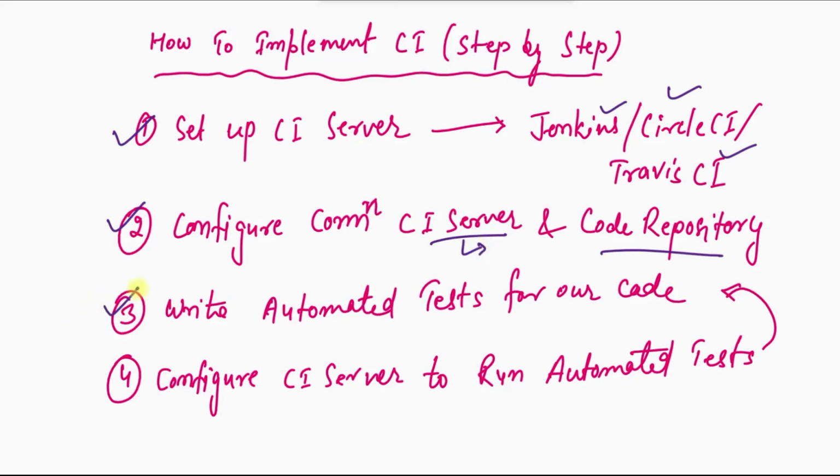The next step is we need to write the automated tests for our code that we want to run. The next step is that we need to configure the CI server to run the automated tests based on the changes made in the code. Once the code is changed, it will be committed to the shared code repository. Then we will get the notification on the CI server. After that, it will run these automated tests. So for that, we need to configure it. So this is how we need to implement CI in our project.